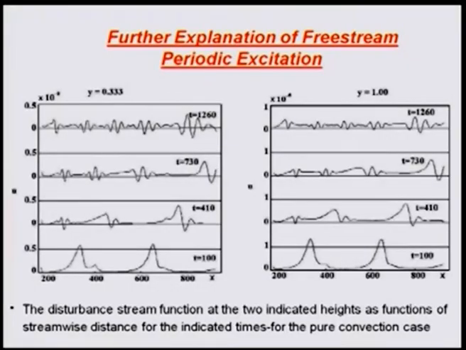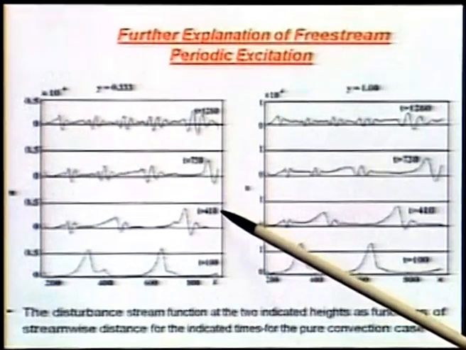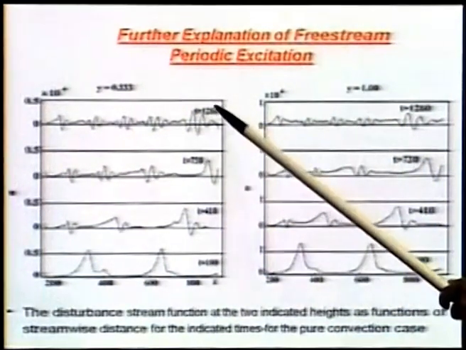Okay, so we did talk about the role of Vg and how this affects. So, let me just show you a little more about the case. Here we have purposely chosen the case of c equal to 1 and shown the solution at y equal to delta star by 3 and y equal to delta star, and shown you snapshots at 4 instances: t equal to 100, t equal to 410, 730 and 1260.